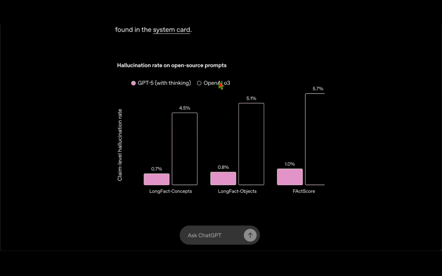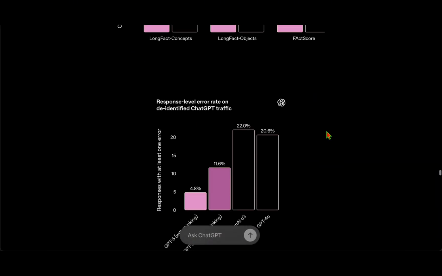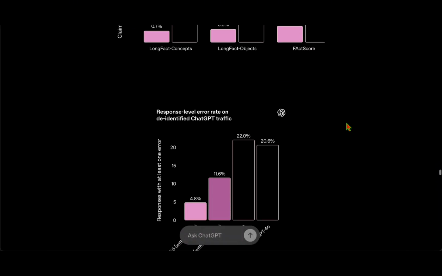For the OpenAI o3 model, it's 4.3%, and it has come down to just 0.7% with the LongFact concepts. And for the LongFact objects, again, it has dropped from 5% to 0.8%. And same for FActScore, from 5.7%, it's dropped to 1%. So there's almost zero hallucination going on there.